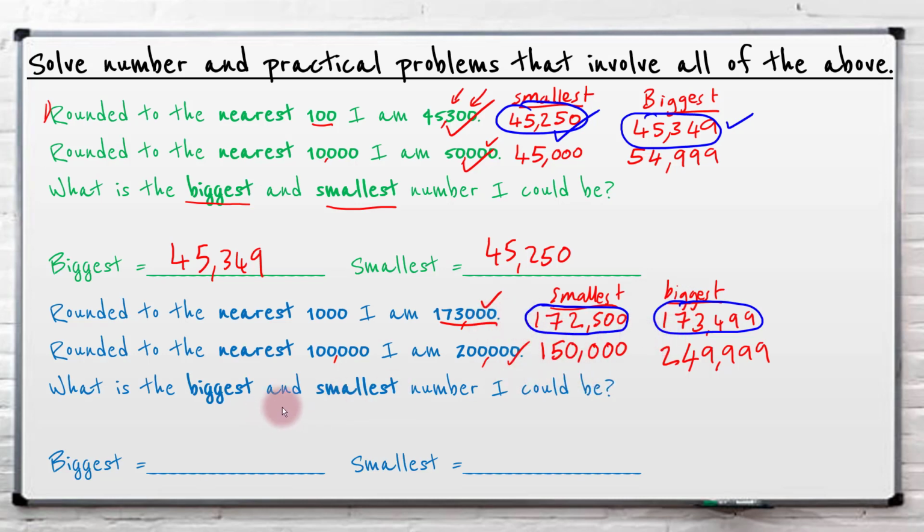So I'm going to put in my answers of the smallest of 172,500 and the biggest 173,499. So just find the biggest and smallest that these could potentially be, and then pick the two answers that work for both statements. Sometimes it's the two at the top, sometimes it's one from each, sometimes it's the two at the bottom, but it just depends which one works for both statements.